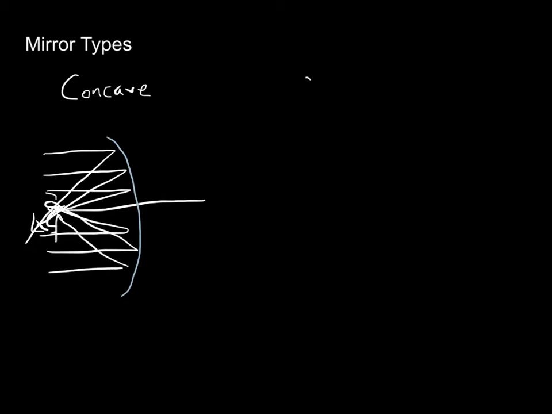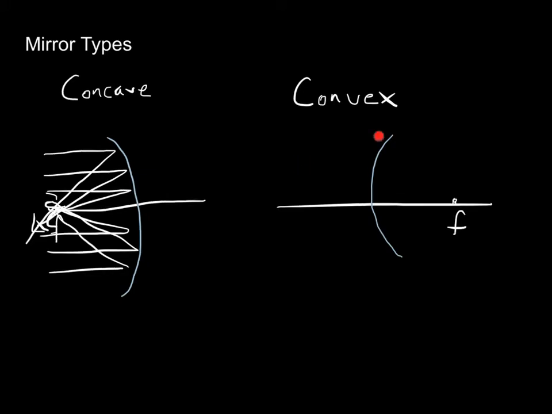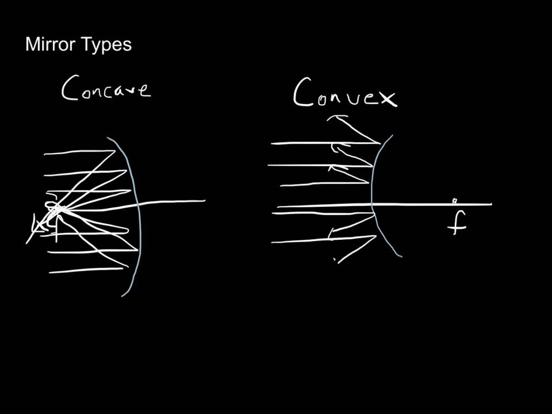We have a convex mirror, which looks like just the opposite side. Its focal point is going to be over here, but when we're talking about objects, the object is going to be located on this side. This is the reflective side of the mirror over here. And any light that's coming in parallel gets reflected away, sort of as if it were coming from that focal point there. So you get something like that.